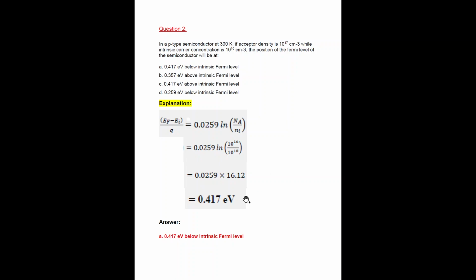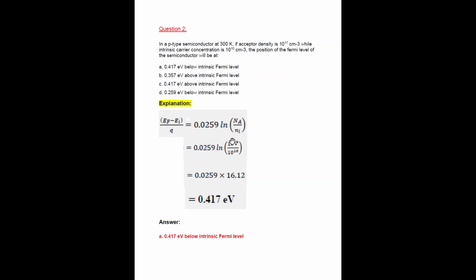We know from the formula that sir has told in lecture 7 and lecture 8 that the Fermi level position we can get by this formula: EF minus EI over q is equal to 0.0259 ln Na over Ni. This is the position of the Fermi level of the semiconductor.